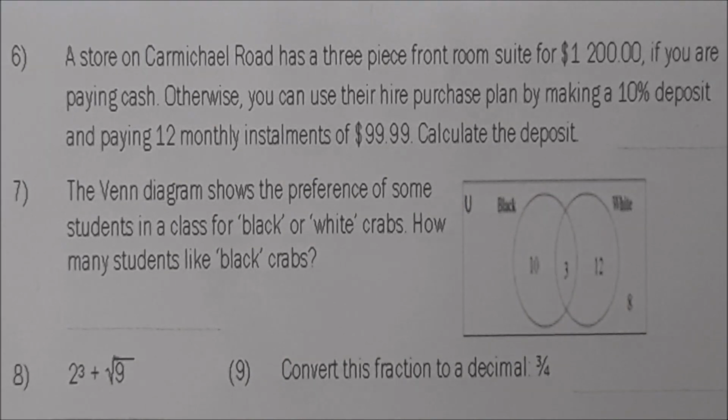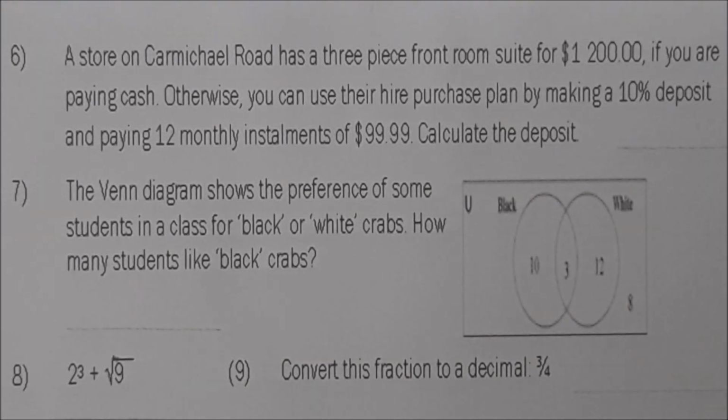Okay, Rafaela, read number 6. A store on Carmichael Road has a 3-piece front room suite for $1,200 if you are paying cash. Otherwise, you can use their hire purchase plan by making a 10% deposit and paying 12 monthly installments of $99.99. Calculate the deposit. Okay, so the question is only asking you to calculate the deposit. The purchase plan is used when you don't have available cash.